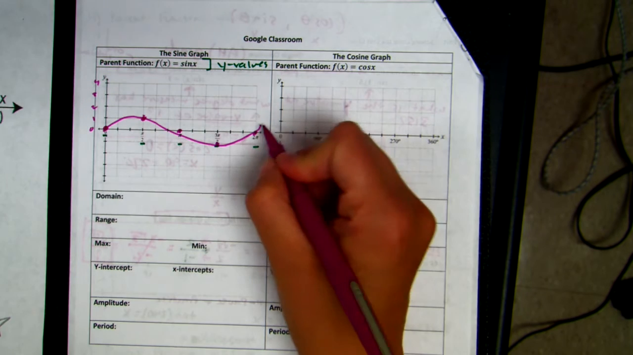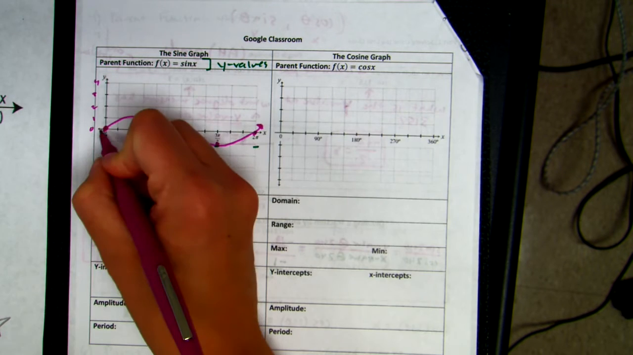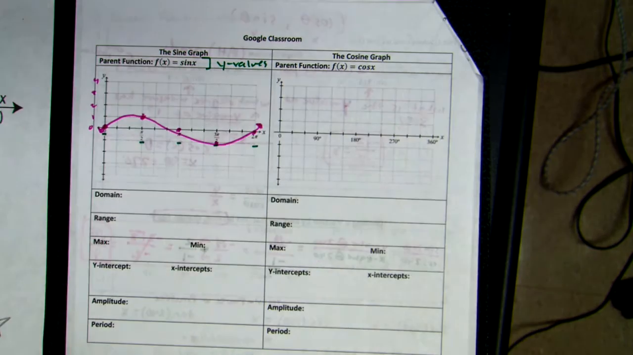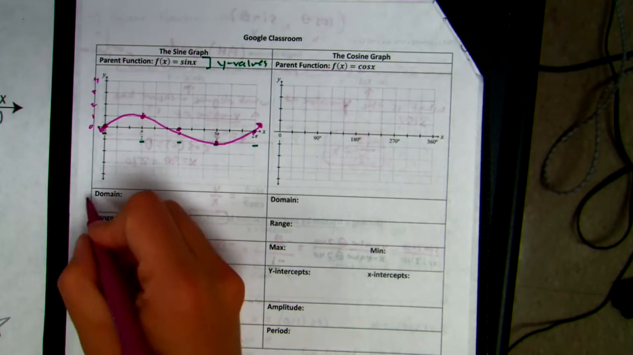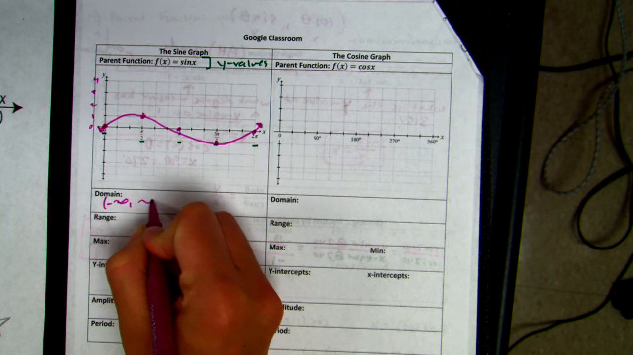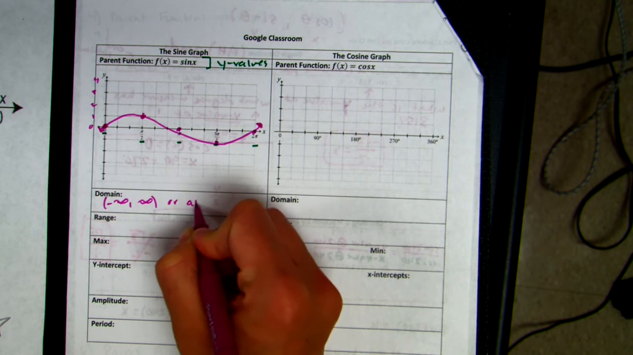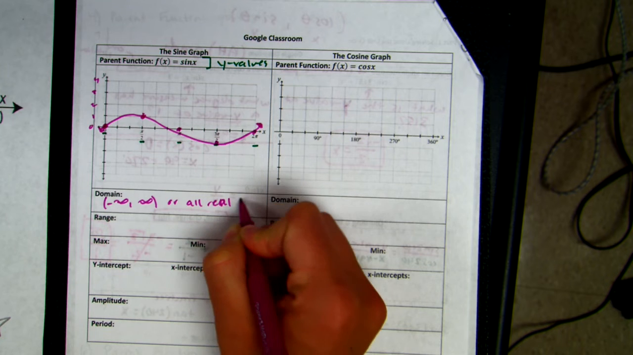Okay, when we're talking about domain, we can put arrows on the end of this function because we're assuming it continues forever and ever in both directions. So domain is going to be negative infinity to positive infinity, or all real numbers.